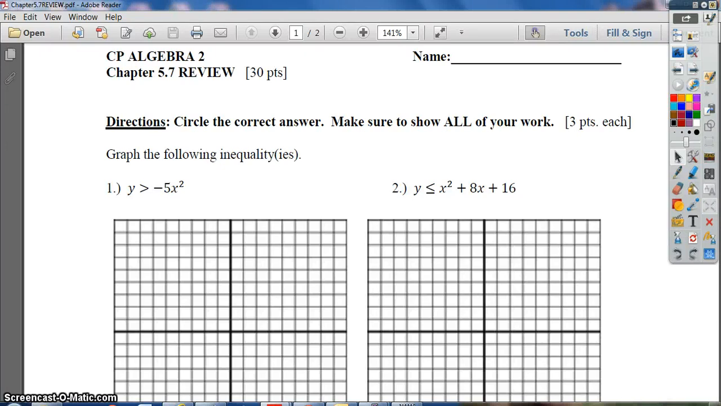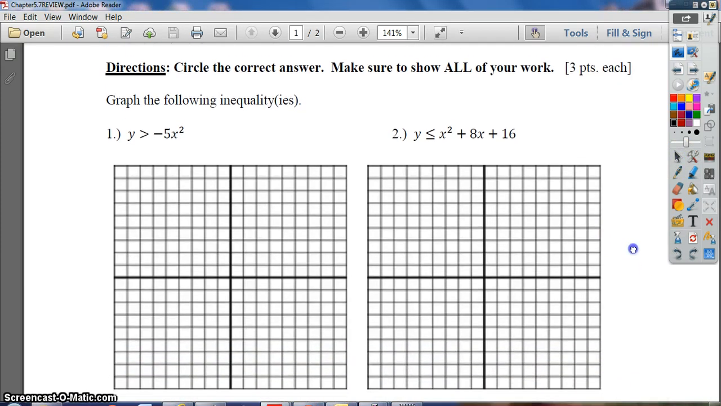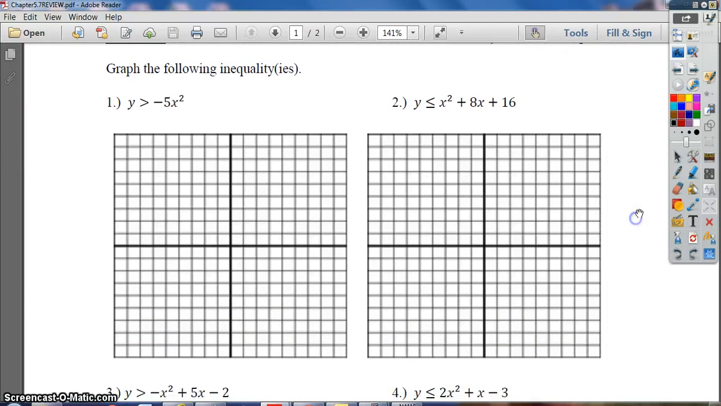And welcome to your review for Chapter 5, Section 7. This is for your quiz, okay? You can see basically the directions there. Circle the correct answer, make sure you show all of your work. These are graphs, okay? They're only asking you to graph the following inequality or inequalities when you get two of them.